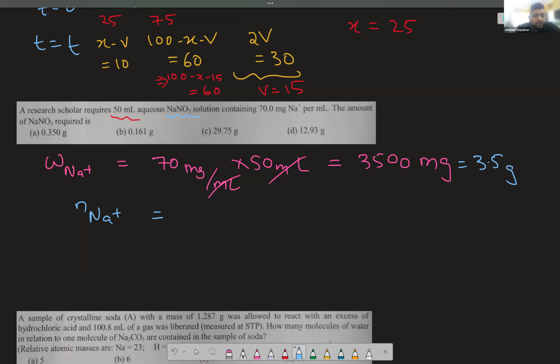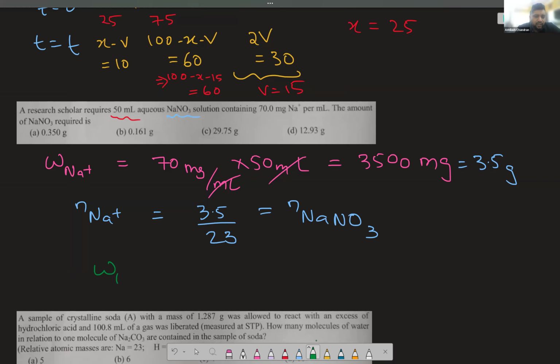So the number of moles of Na+ will be 3.5 divided by 23, right? And sodium 23, assume, right? If 22.7 was given in the data, I don't have the data page per se. So if 22.7 or something else is given as the mass, then accordingly we'll have to change the calculation a bit. I'm taking 23 here, right? And the amount of NaNO3 is required. Now, as I was telling you, each NaNO3 contains one Na. So this is also equal to the number of moles of NaNO3.